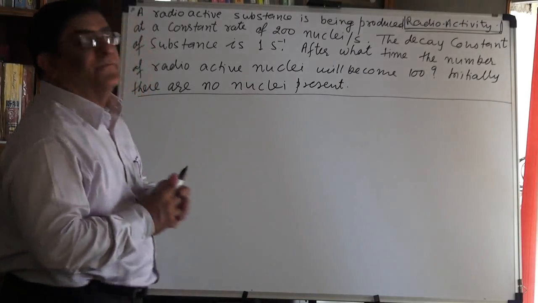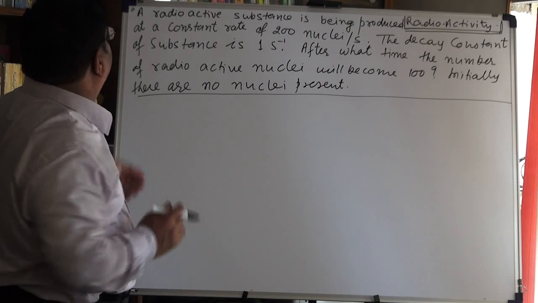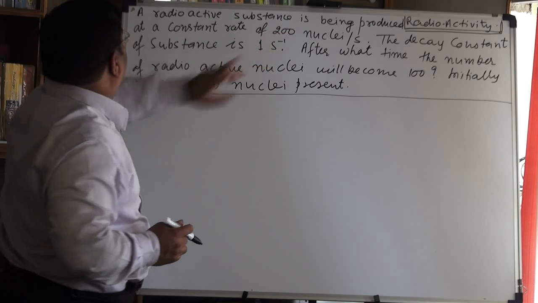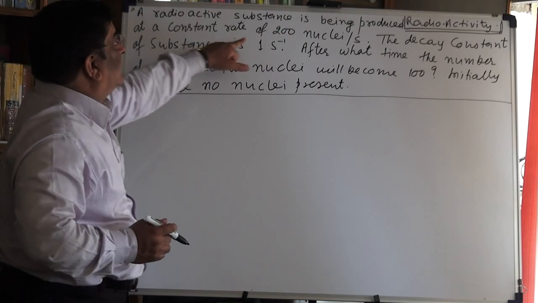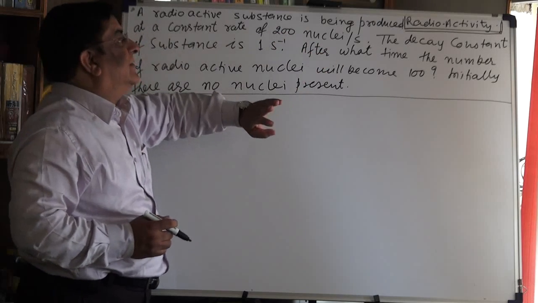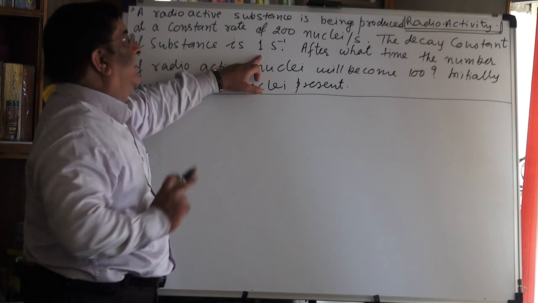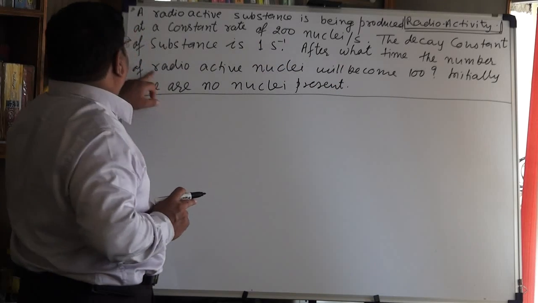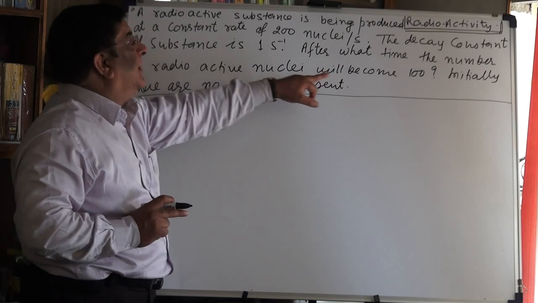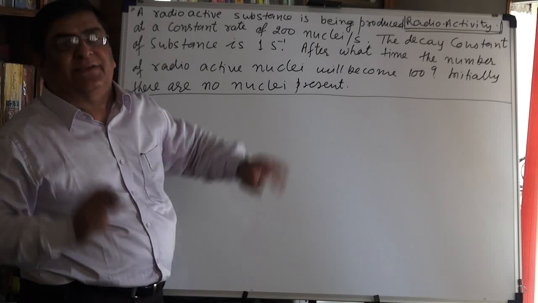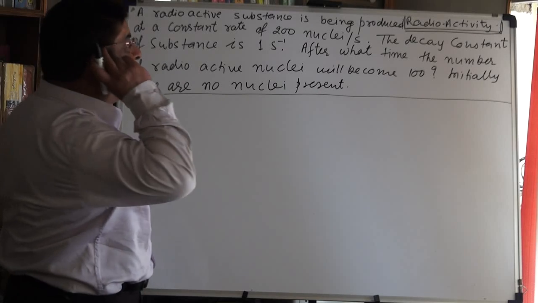Here is a numerical from radioactivity. I will read it with you. A radioactive substance is being produced at a constant rate of 200 nuclei per second. The decay constant of the substance is 1 per second. After what time will the number of radioactive nuclei become 100? Initially there are no nuclei present.